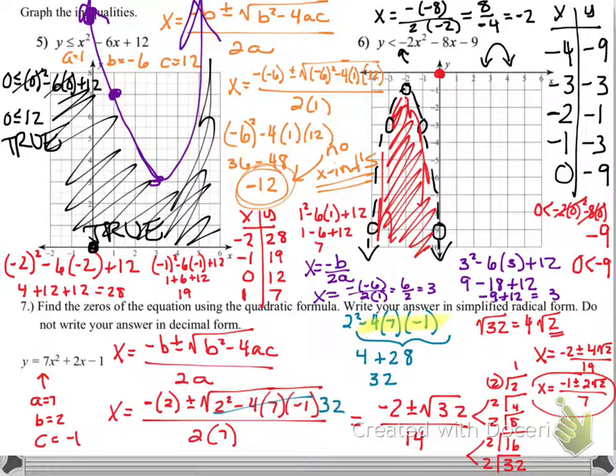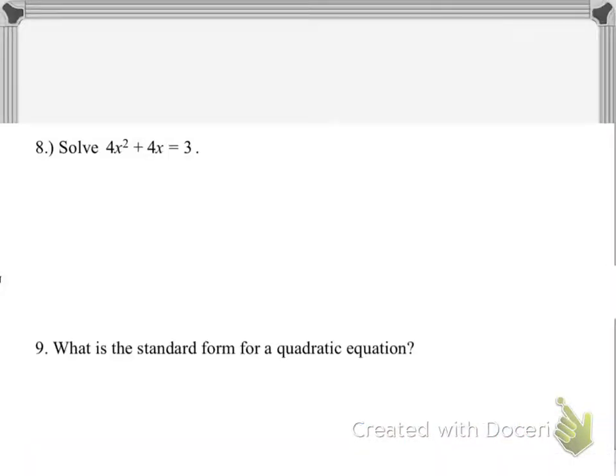All right, number 8, solve this problem. So on number 8, I can do my quadratic formula. I'm going to label that my A is 4, my B is 4, and I don't have this set equal to 0 yet. So I actually have to rewrite this 4x squared plus 4x. And I'm going to bring my 3 over to that side because they have to be set equal to 0. And now I can see that my C is equal to -3. Those are my 3 terms.